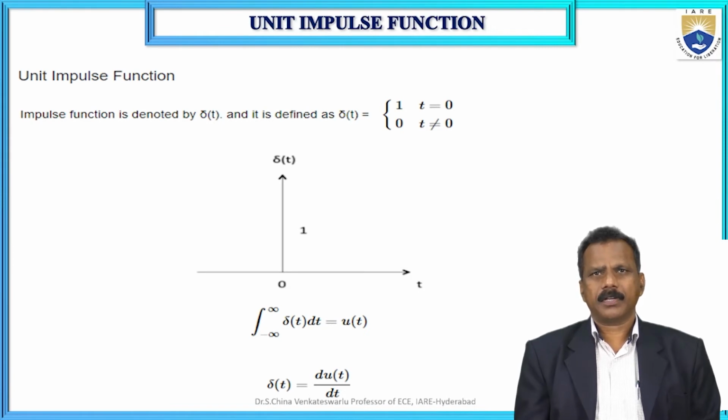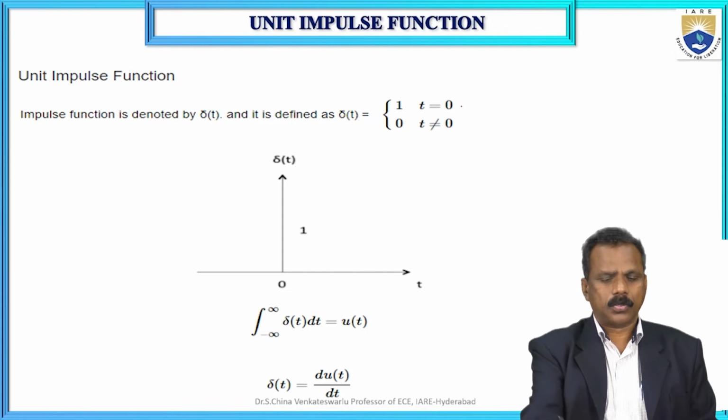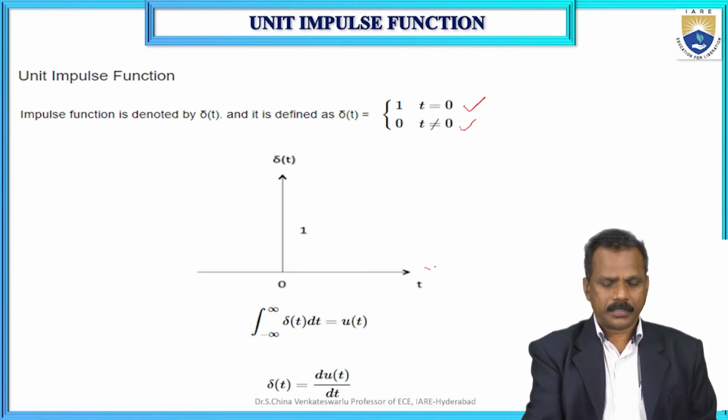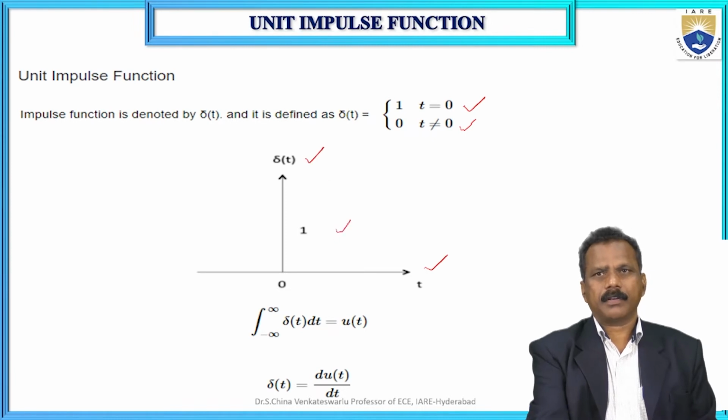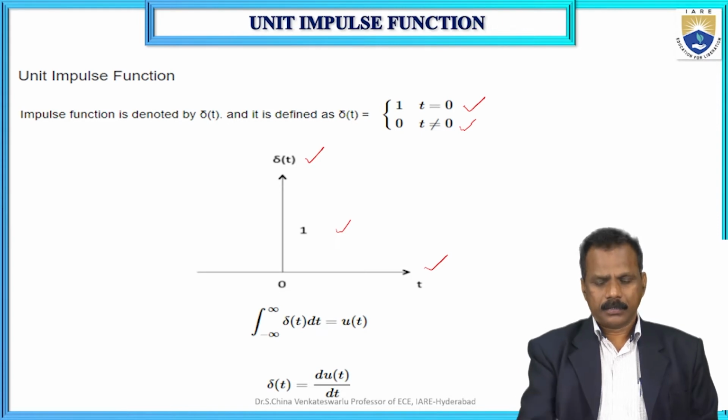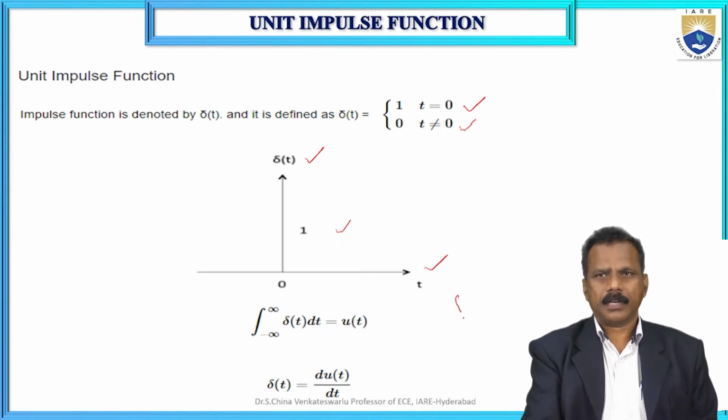Next, the unit impulse function. The unit impulse function is denoted by delta of t, and it is defined as delta of t equal to 1 at t equal to 0, and 0 for t not equal to 0. Graphically, this is t versus delta of t. Now try to verify that graphical representation. The mathematical expression involved here is the integral from minus infinity to plus infinity of delta of t, where delta of t is 1 at t equal to 0.